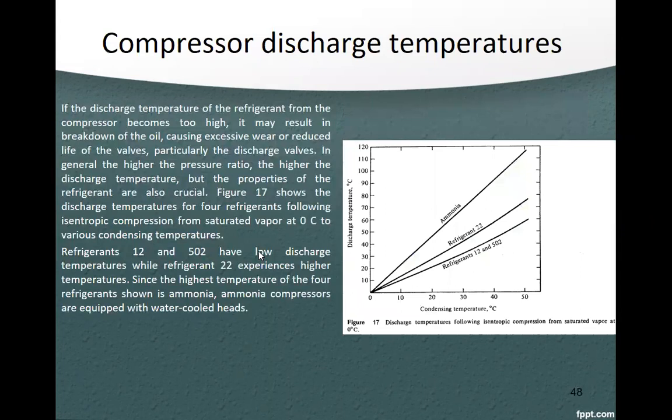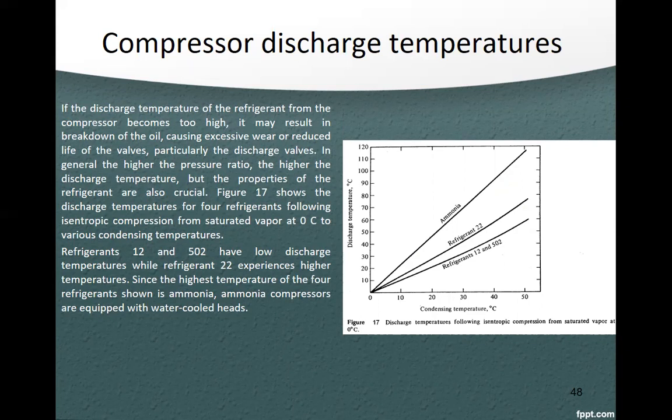Next, compressor discharge temperature. If the discharge temperature of the refrigerant from the compressor becomes too high, it may result in the breakdown of the oil, causing excessive wear or reduced life of the valves, particularly the discharge valves. In general, the higher the pressure ratio, the higher the discharge temperature. But the properties of the refrigerant are also crucial. Figure 17 shows the discharge temperatures for four refrigerants following isentropic compression from saturated vapor at 0°C to various condensing temperatures.